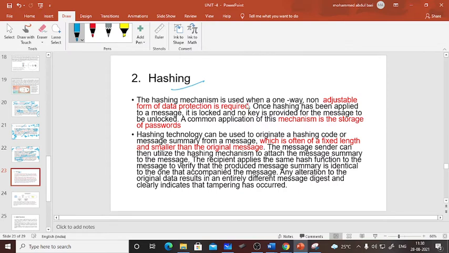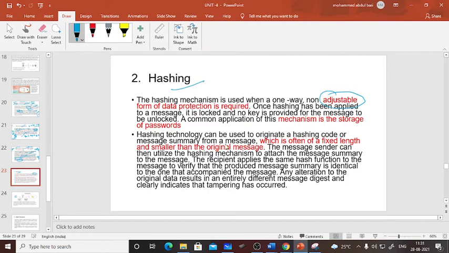The hashing mechanism is used when a one-way, non-reversible form of data protection is required. Once hashing is applied to the message, it is locked. No key is provided to unlock the message. A common application of this mechanism is storing passwords. Once the hashing is applied, the data is protected.